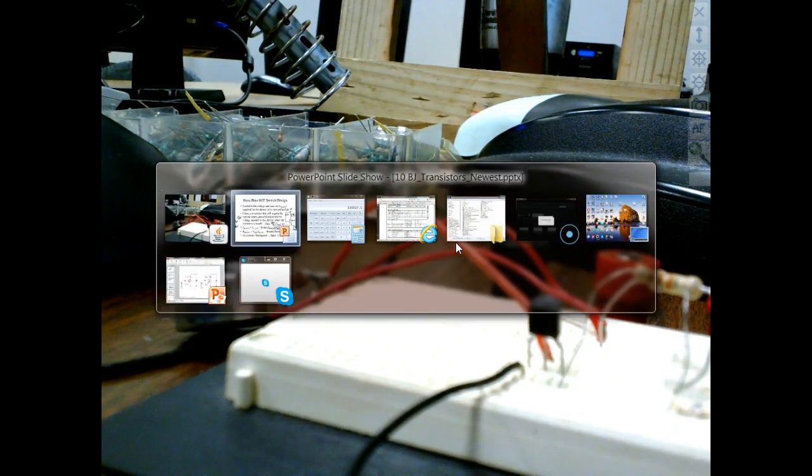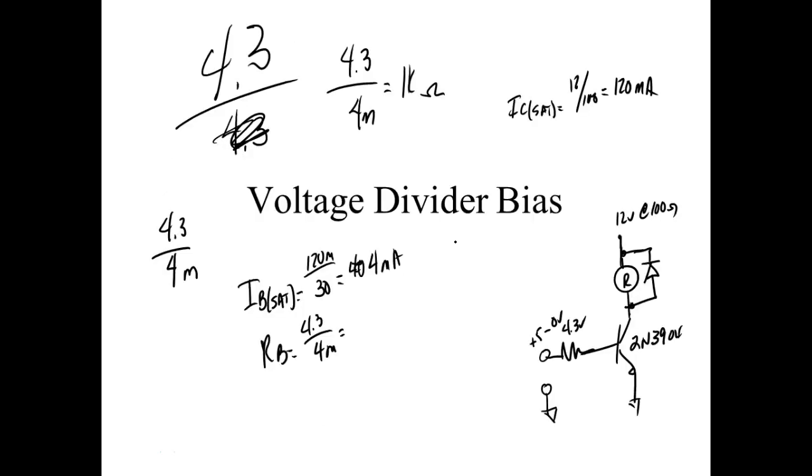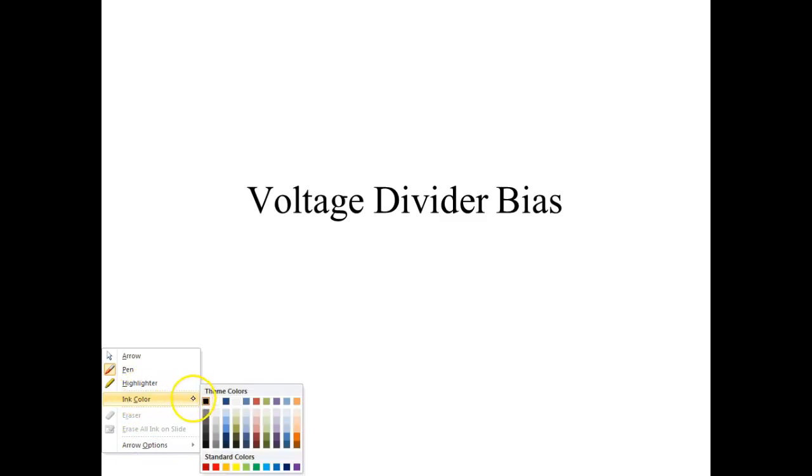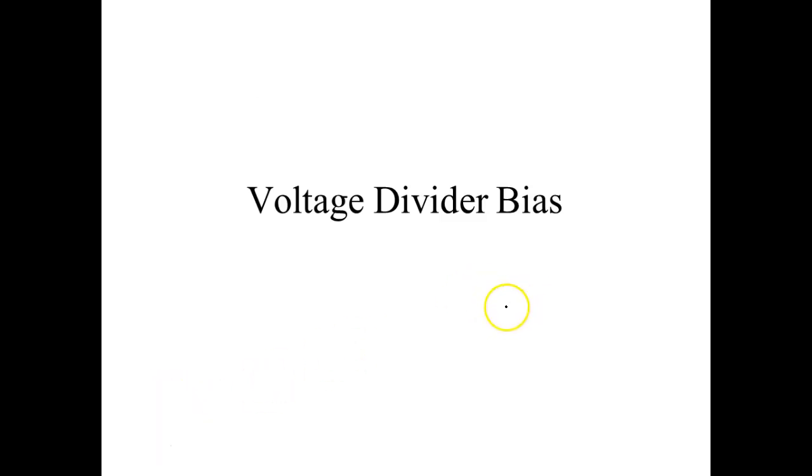So I designed a little circuit. It wasn't very hard, and I'll tell you what I ended up with. I'm not running a saturated switch, or a switch. I'm running it in the active region. So I've got my transistor, and I'm using base bias.